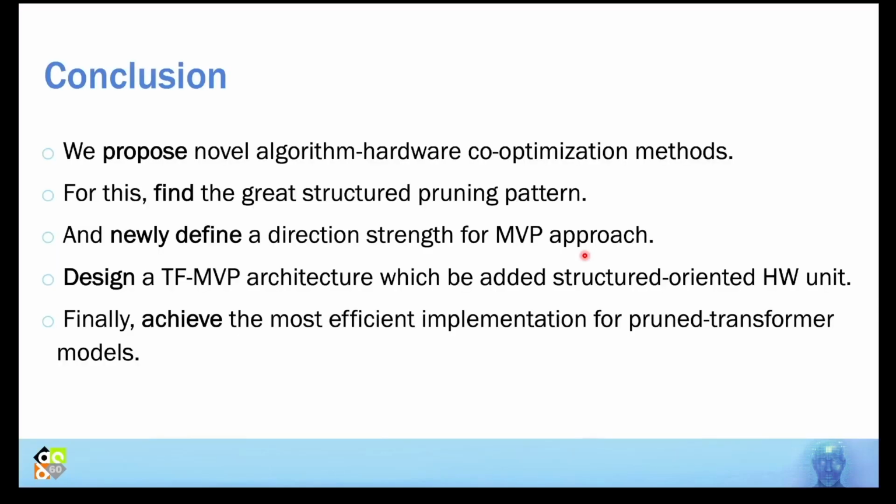Finally, conclusion. We propose novel algorithm-hardware co-optimization methods. For this, we find the great structured pruning pattern and newly define the direction strengths for the mixed vector pruning approach. We design a transformer accelerator MVP architecture, which adds structure-oriented hardware units. Finally, we achieve the most efficient implementation for the pruned transformer model.